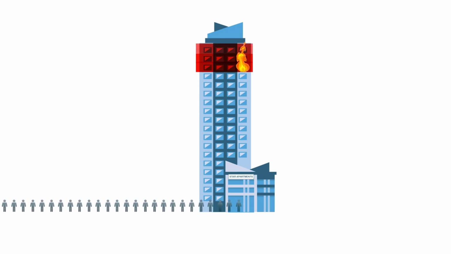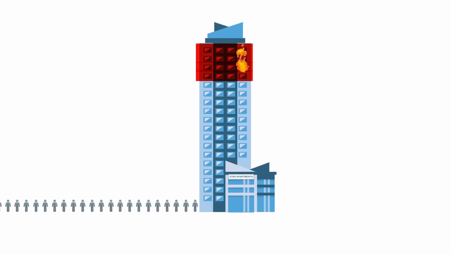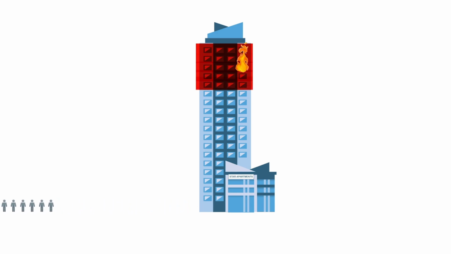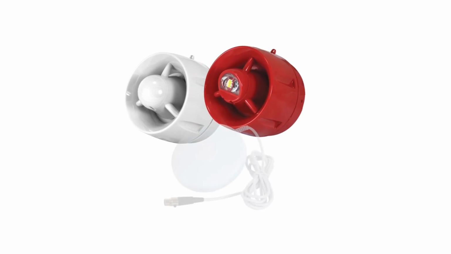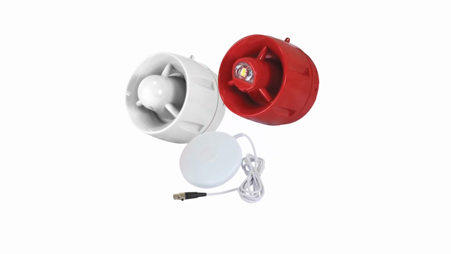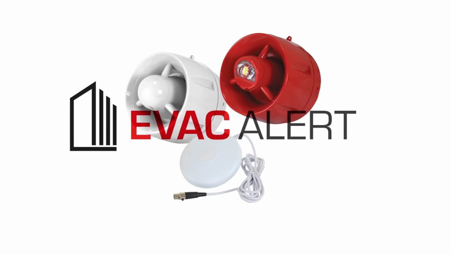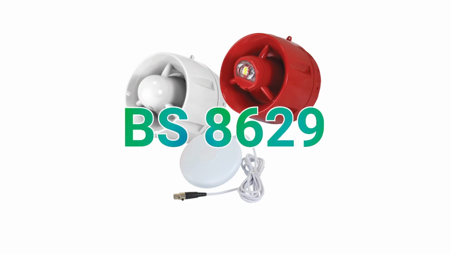Should the fire spread, more evacuation zones can be activated to ensure the safe and orderly evacuation of all at-risk residents. With an extensive range of evacuation alert devices, from self-testing sounders to visual indicators and vibrating pillow pads, Evacuate is a truly accessible BS-8629 compliant evacuation alert system.